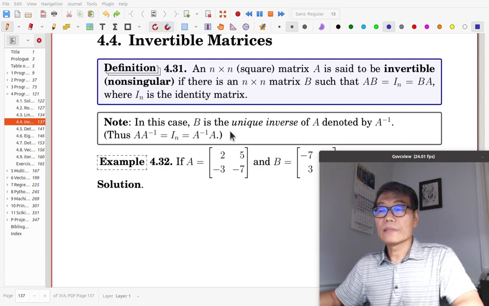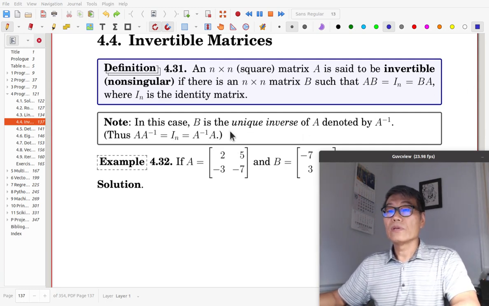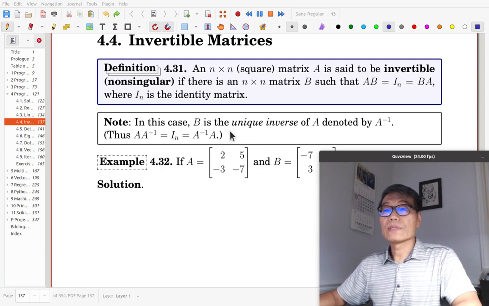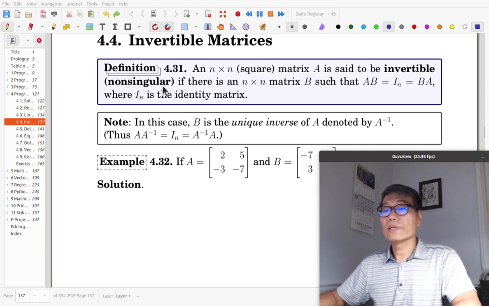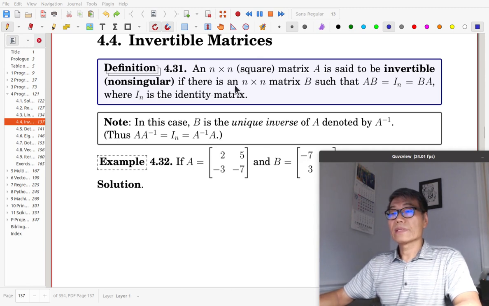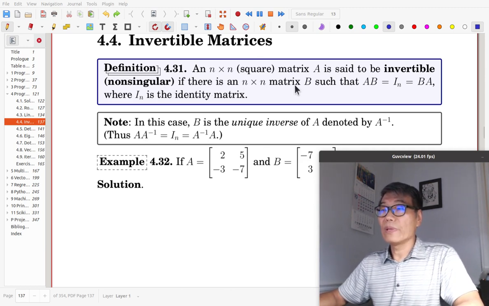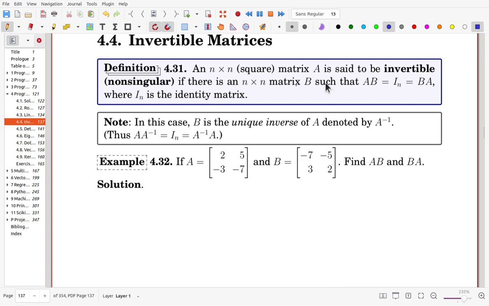It is section 4.4, invertible matrices. An n by n square matrix A is invertible, or non-singular, if there is an n by n matrix B such that both AB and BA are the identity matrix.